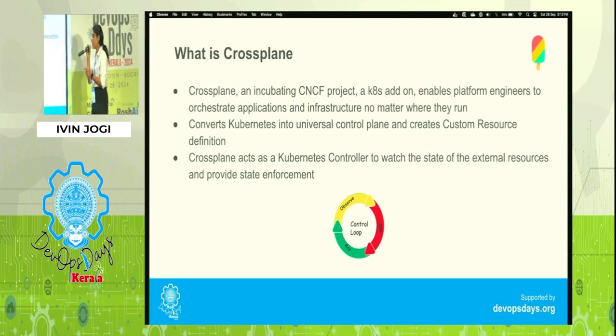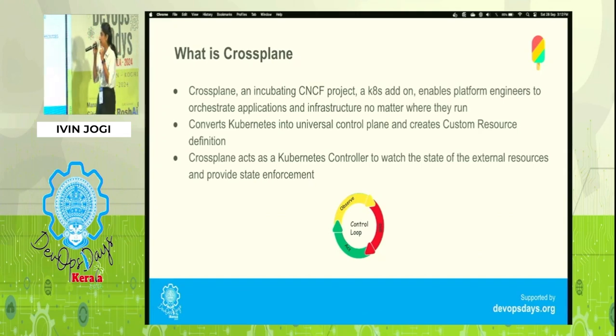Crossplane is one of the incubating CNCF projects, which is made available to us in the form of a Kubernetes add-on. It helps platform engineers to orchestrate and provision cloud resources or any infrastructure resources, no matter where they run. It can be any cloud provider like AWS, Azure, or GCP. But throughout this session, we will be guiding you with examples of provisioning resources in the AWS cloud provider.